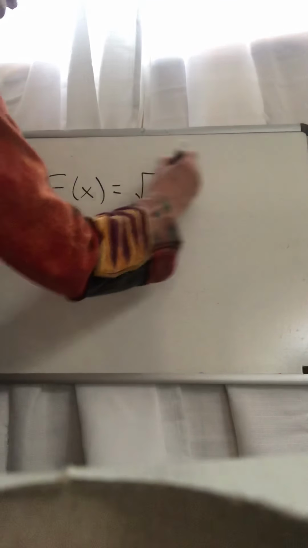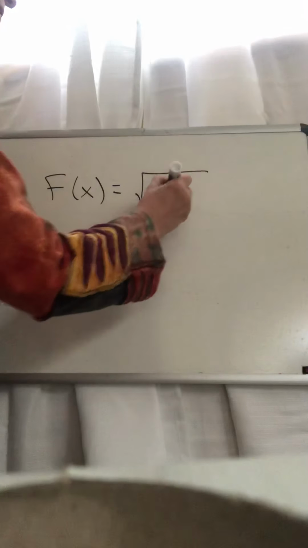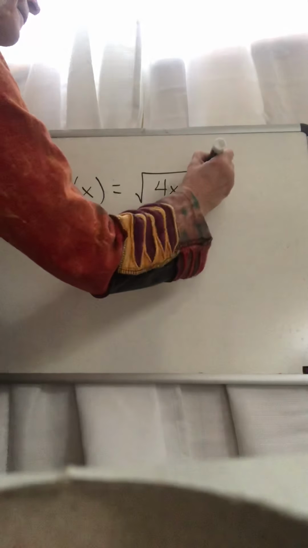All right, let's see what we have for the next one. Example 6 says, find the indicated function value. So we have f of x is equal to, and we've got a radical sign with 4x minus 3. And then it says f of 2.